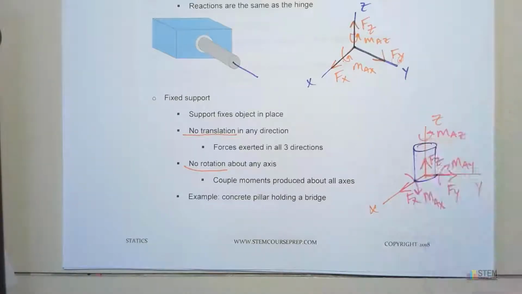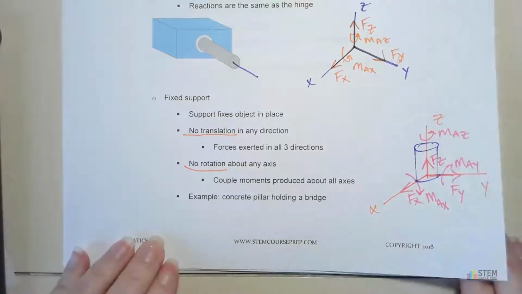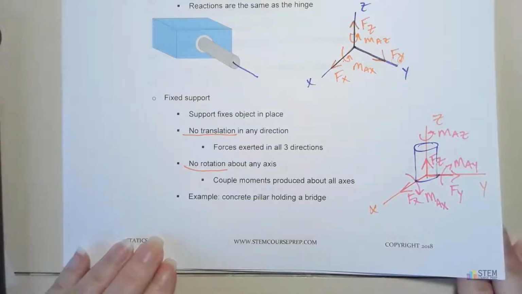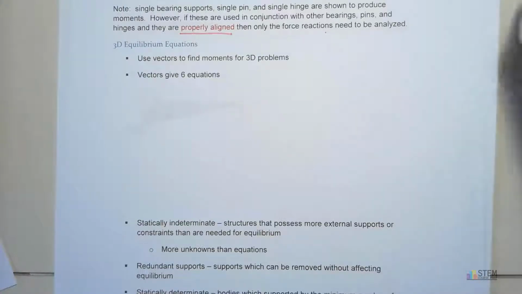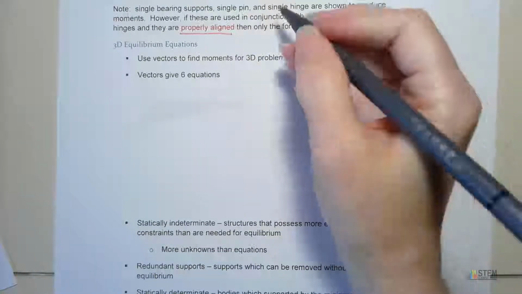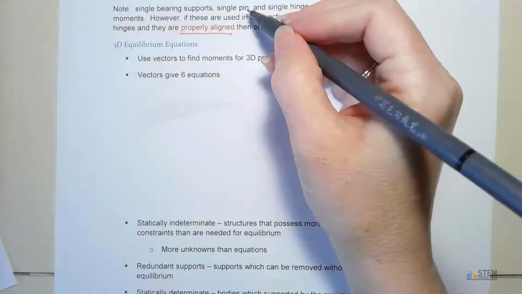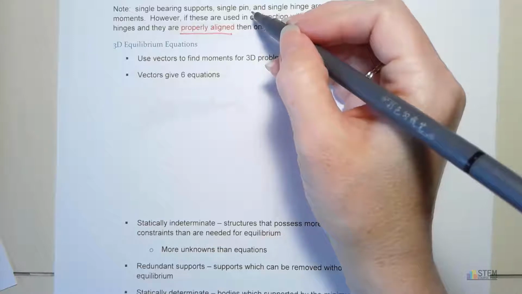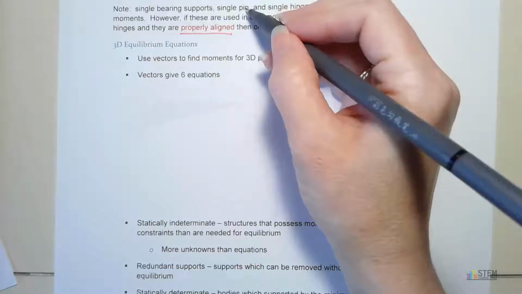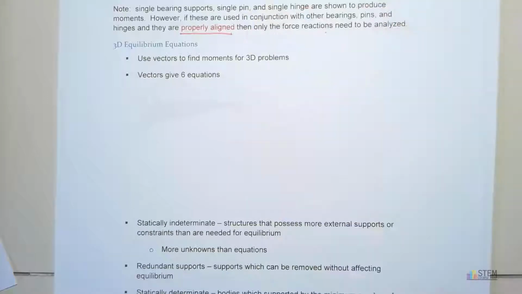So try not to just memorize these things, because then you're not getting a full understanding of what is happening in the problem. All right, a couple more things I want to talk about. We talked about some of these supports having moments being produced. So we had the hinge, it produced moments. The bearing supports produce moments. And then we didn't talk about it, but a pin in a 3D system can also produce moments, because if you think about it, it's only going to allow the rotation about the one axis. So moments would technically be produced with a pin also in the 3D system.